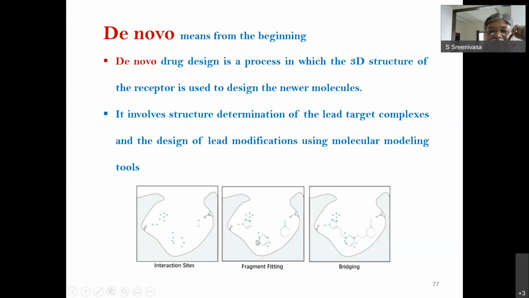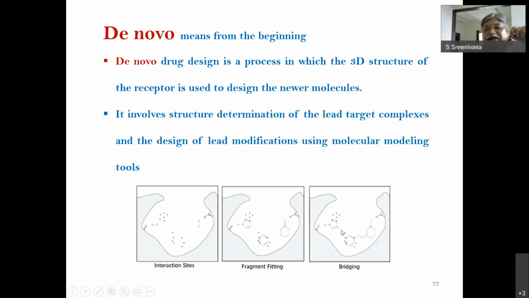Some bridging group. I want to link these things. I may use CH2 or sulfur, whatever it may be. I will link this one and prepare a linked molecule of this type. So this linked molecule, based on the protein site only, we have built this molecule. This will be your drug molecule which can bind to the protein surface.